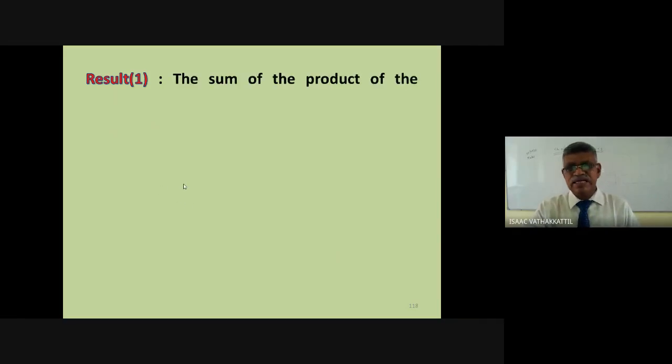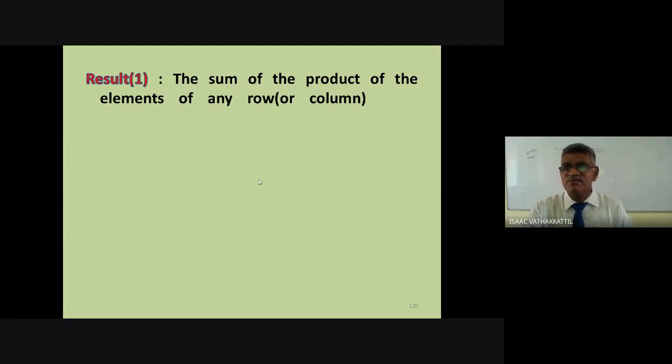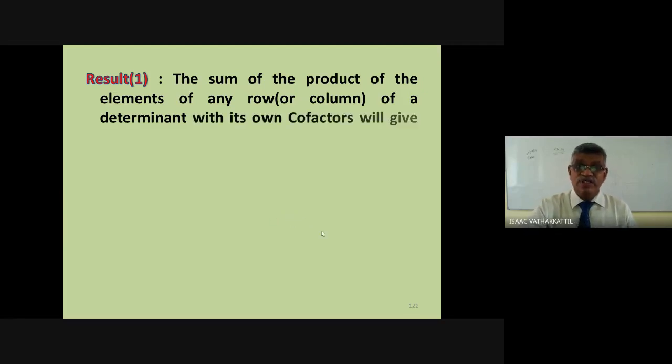The first result is that the sum of the product of the elements of any row, and when I say any row, you can say any column also, what is that? The sum of the product of elements of any row of a determinant with its own cofactors. Can you guess what that will be?